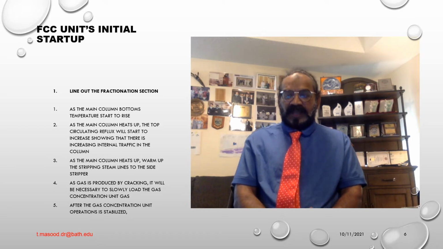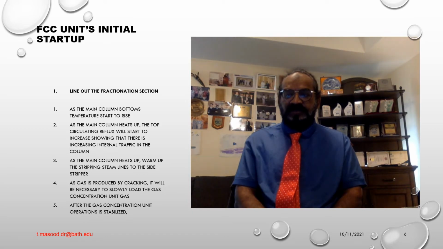Number 2. As the main column heats up, the top circulating reflux will start to increase, showing that there is increasing internal traffic in the column. Slowly begin side cut circulation flows to adjust the column heat balance. Adjust the side cut and bottom circulation flow in order to maintain a good top reflux flow.